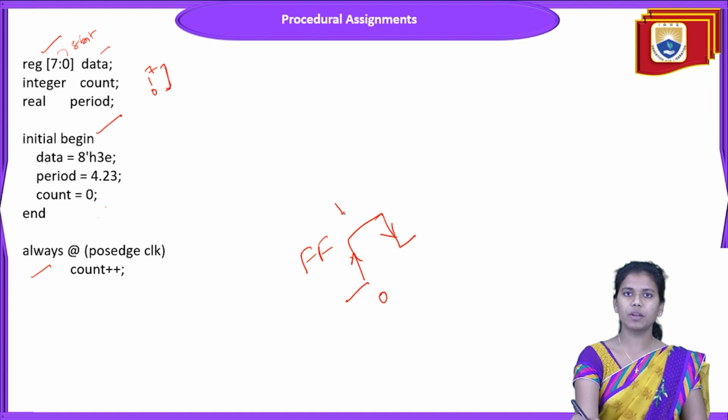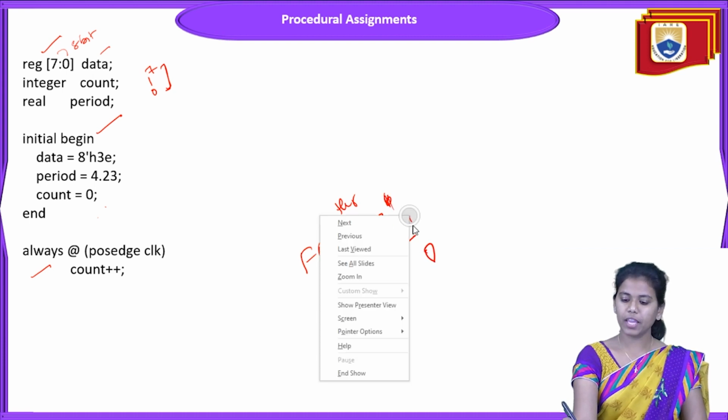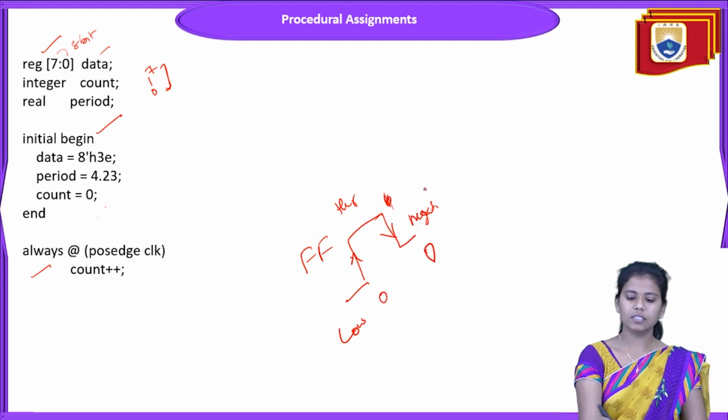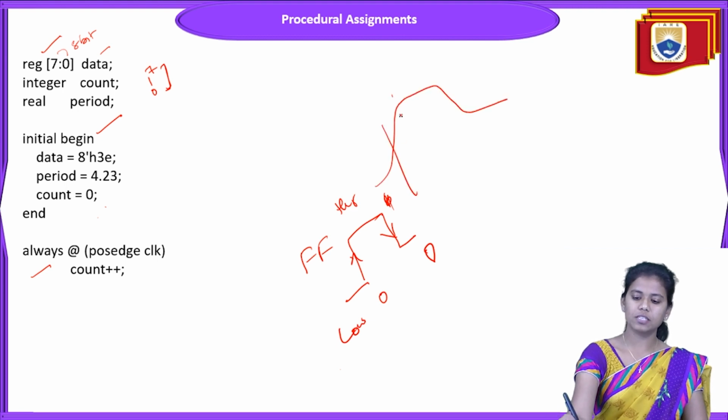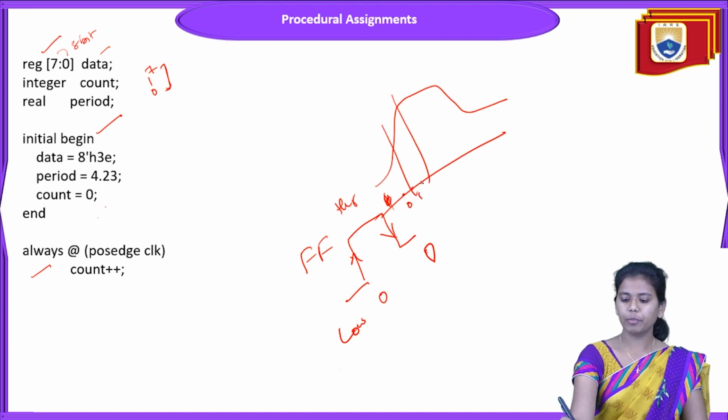Positive edge clock is from 0 to 1, from low to high. And from high to low is the negative edge clock, isn't it? So on the positive edge clock, from 0 to 1, the count goes on increasing: 0, it becomes 1, 2, 3, 4, 5, and then it goes down again, so count minus.